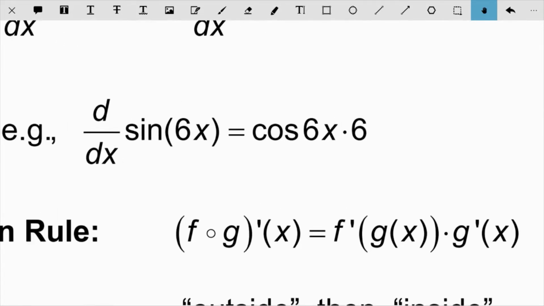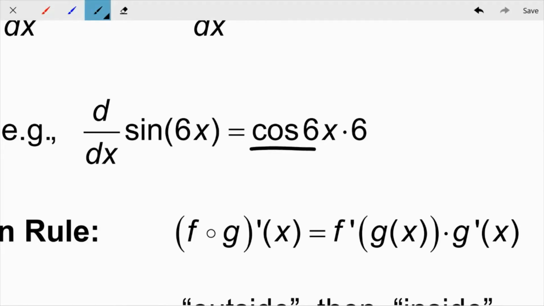So here's an example of that. The derivative of the sine of 6x. Well, the derivative of sine is cosine. So I have cosine 6x times the 6. And again, I would probably write this as 6 cosine 6x, just to make it clear that the 6 is multiplying to the cosine. It's not going to be 36x.